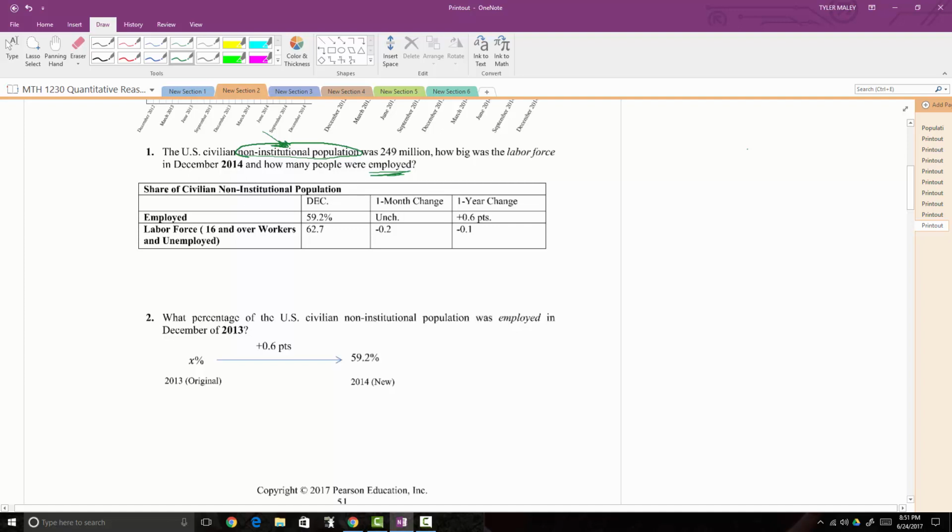So we're also given this chart here. It says share of civilian non-institutional population. So we have 59.2% employed, and 62.7% we consider our labor force. So it asks us, well, in December of 2014, how many people were employed?